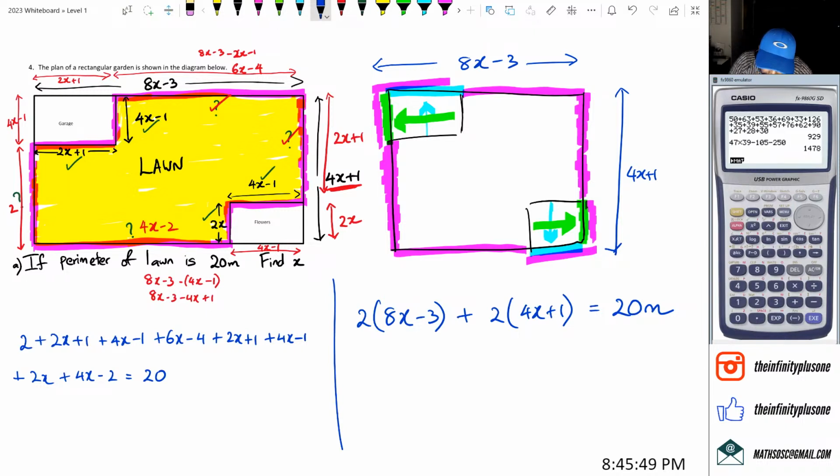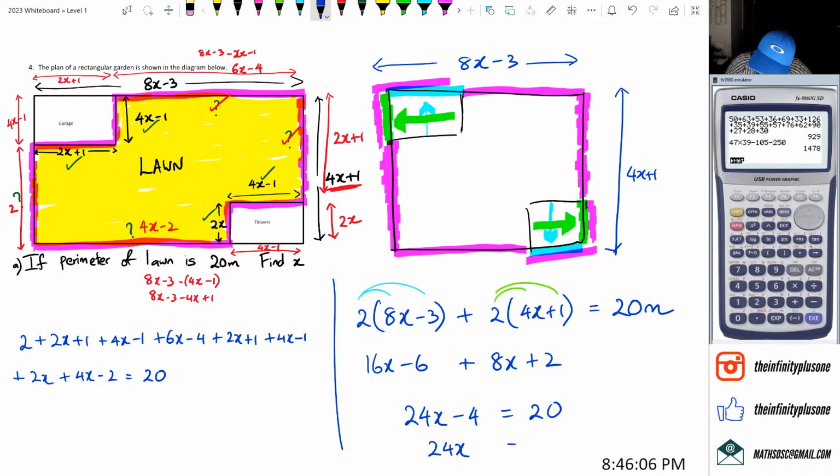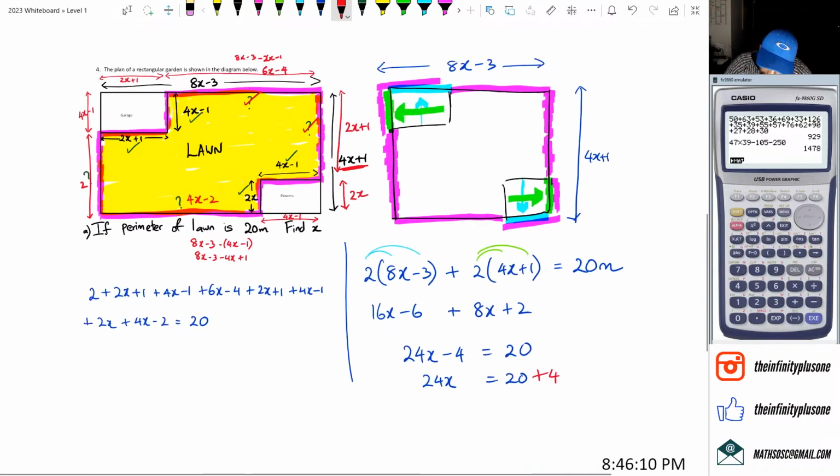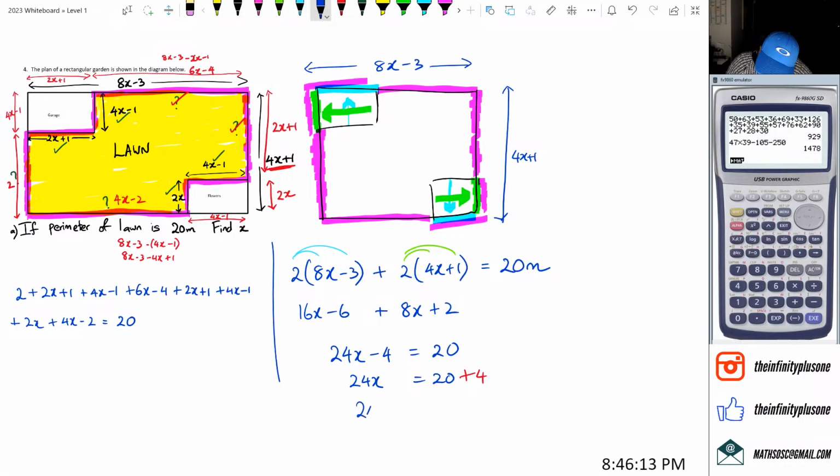So what is it here? We just expand these two brackets. We're going to get 16x minus 6 plus, 2 times 4x is 8x, 2 times 1 is 2. So we've got 24x minus 4 equals 20. 24x is equal to 20 plus 4. And then we're going to get 24x is equal to 24. x is equal to 24 divided by 24. So x is equal to 1.